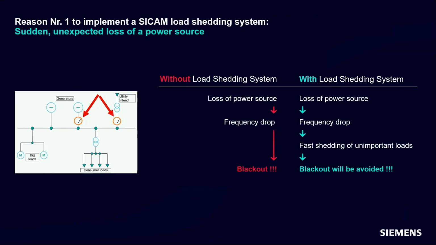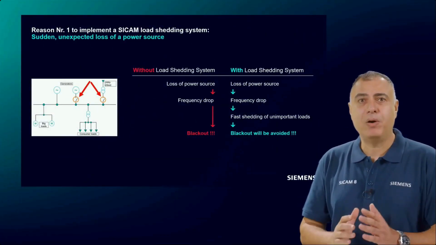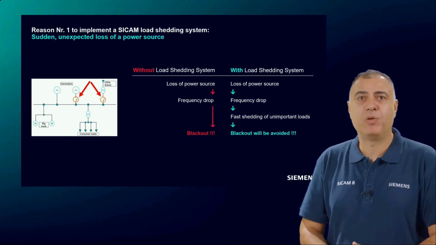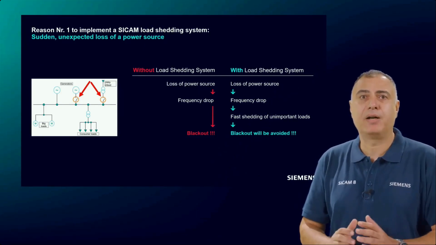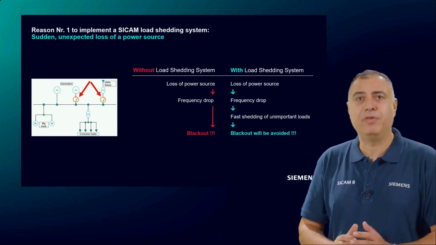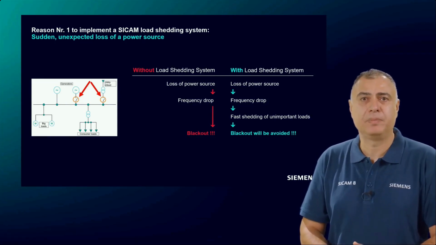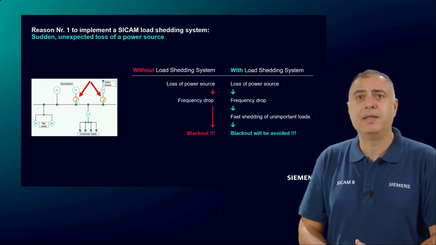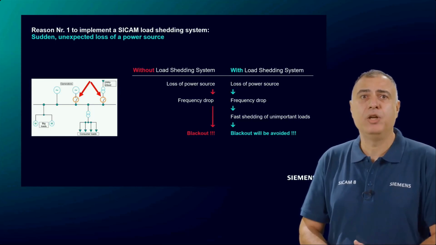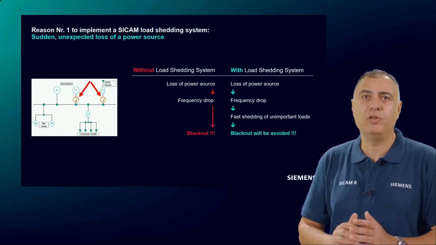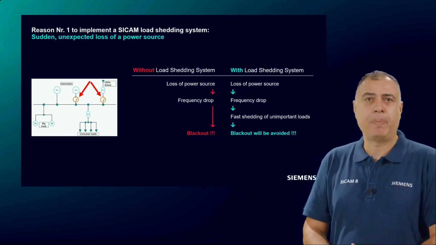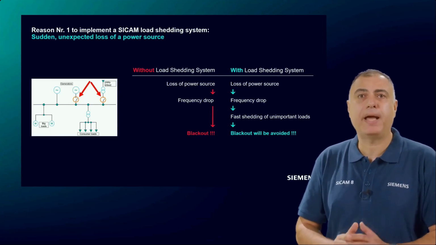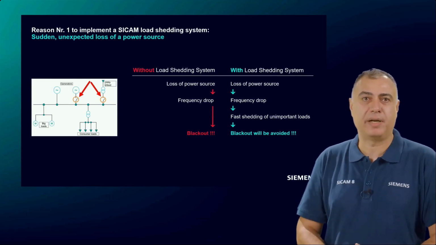Reason number 1. It is a typical well-known use case. Imagine that this is your industrial power grid. If a power source like the in-feeder from the public grid trips and there are no compensation measures, then the frequency will begin to decline. Depending on the characteristics of the industrial grid, this drop of the frequency will reach within short time the trigger point of all generator protection devices. This means a complete blackout for the entire production site.